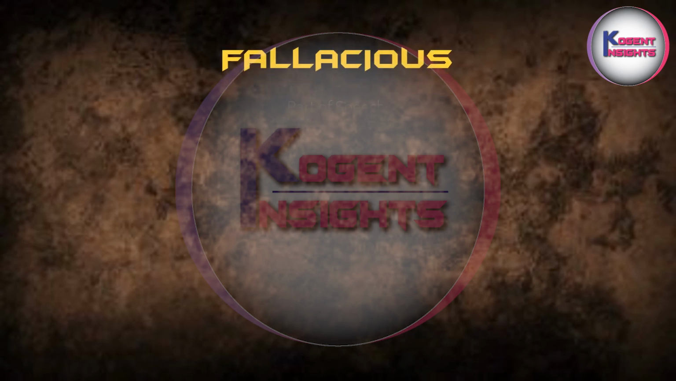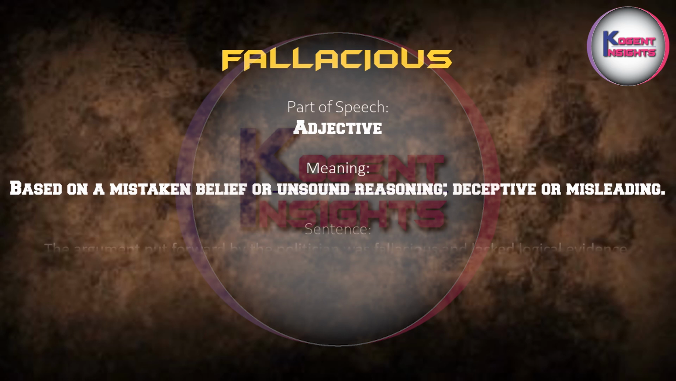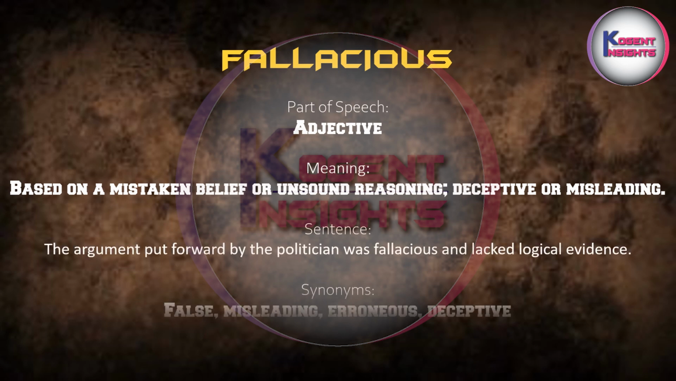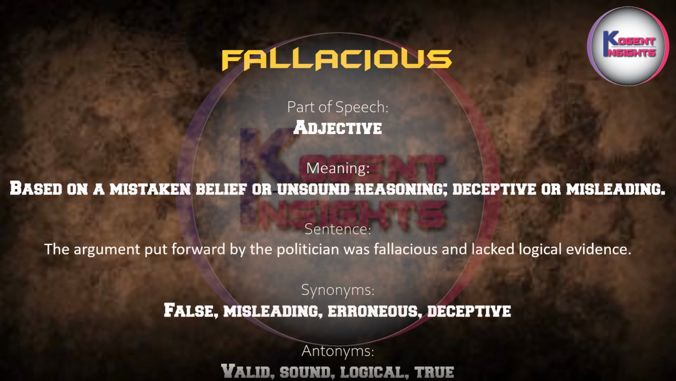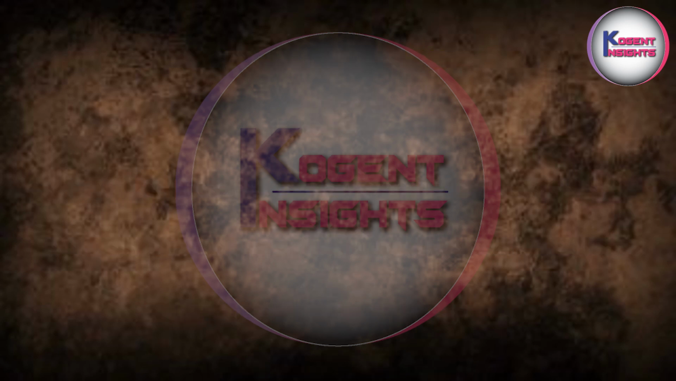Fallacious. Part of speech, adjective. Meaning, based on a mistaken belief or unsound reasoning, deceptive or misleading. Sentence, the argument put forward by the politician was fallacious and lacked logical evidence. Synonyms, false, misleading, erroneous, deceptive. Antonyms, valid, sound, logical, true.